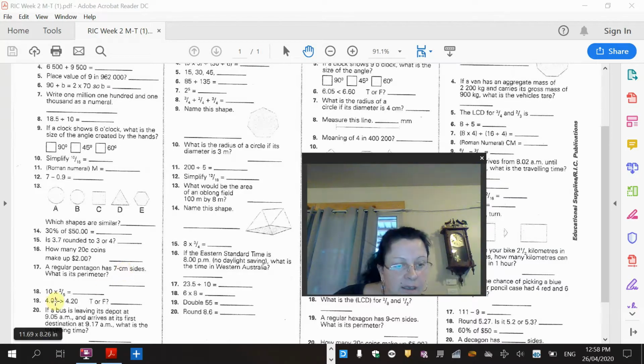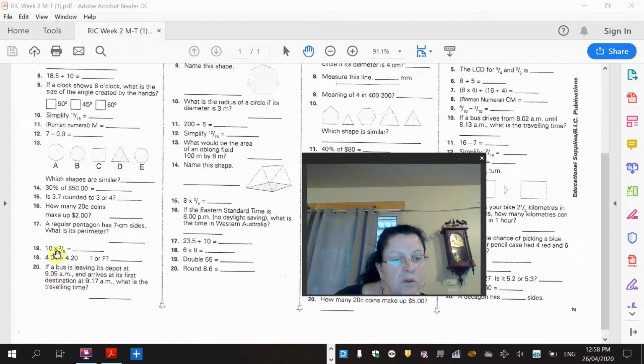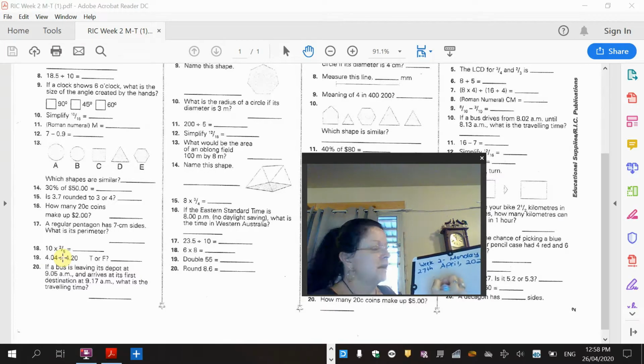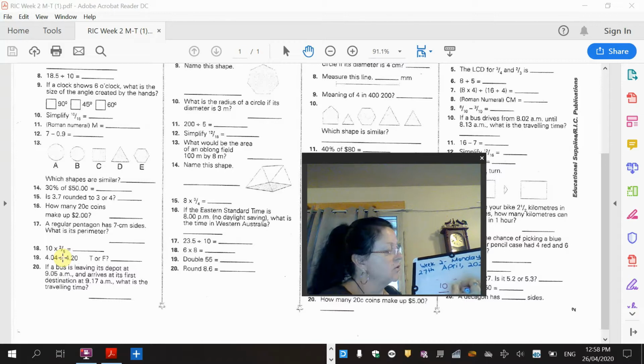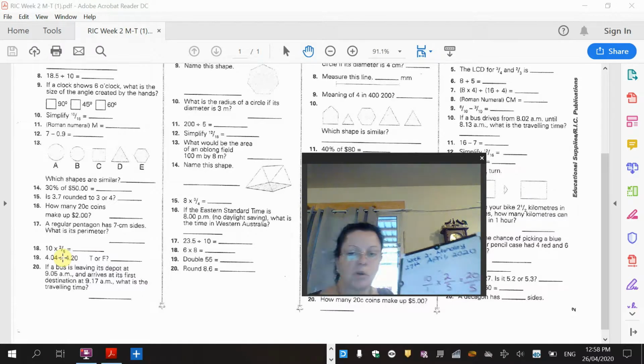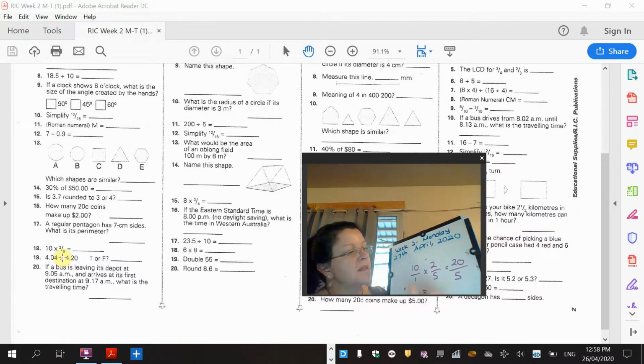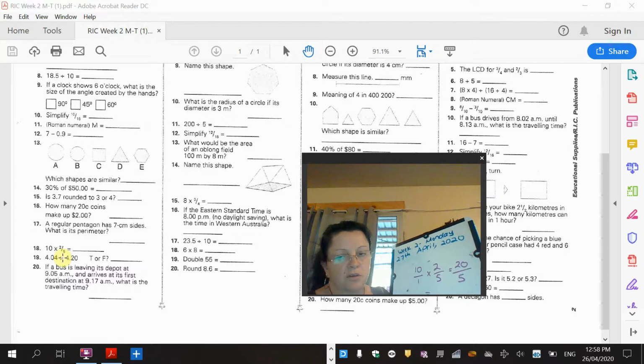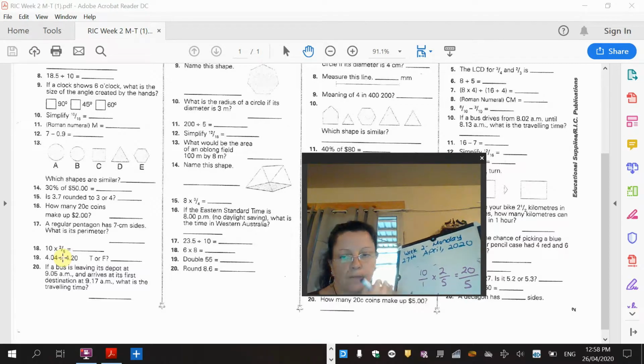Okay, 10 and 2/5. So we're multiplying 10 by 2/5. And the way we do that is we pop 10 over 1 and we multiply 2 over 5. So we go 10 times 2 equals 20. 1 times 5 equals 5. That's an improper fraction, so we need to correct that. So how many times does 5 go into 20? And the answer is 4.